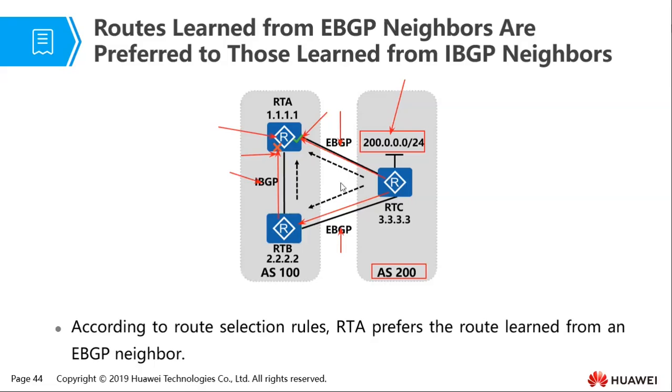So whatever route you learned through EBGP, if they are going to the same destination, and you learn another route from IBGP going to the same destination, the one that you've learned through EBGP is the one that has a higher preference.